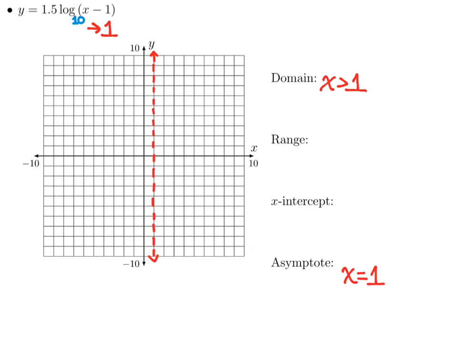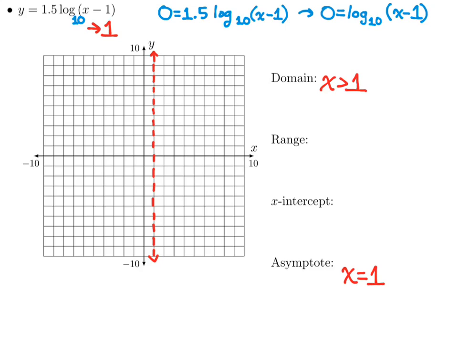We make the x-intercept, but before we get too excited about the x-intercept, let's remember, if there's no base written in the log, that means base 10. Okay, now, to do the x-intercept, we'll make y equal to 0. In this case, we have this 1.5 multiplied in front. If you divide both sides by 1.5, you get 0 equals log base 10 of x minus 1.